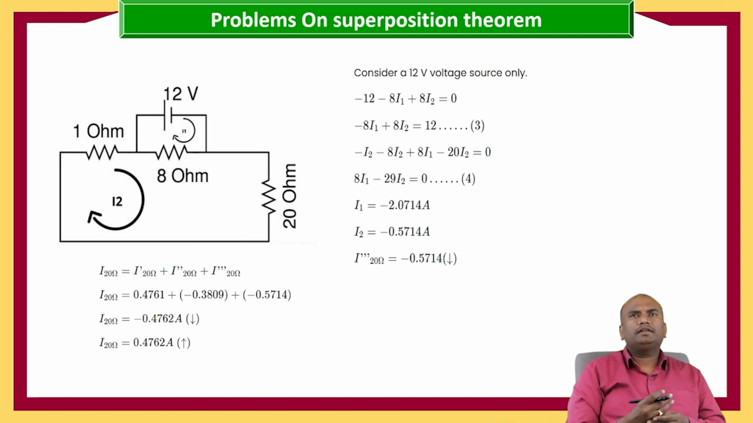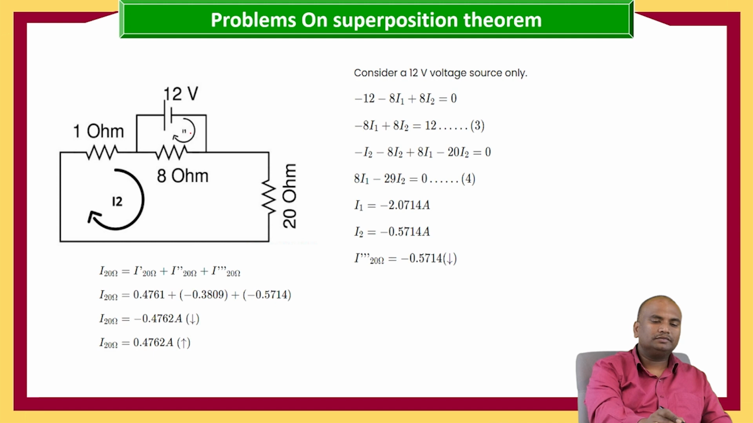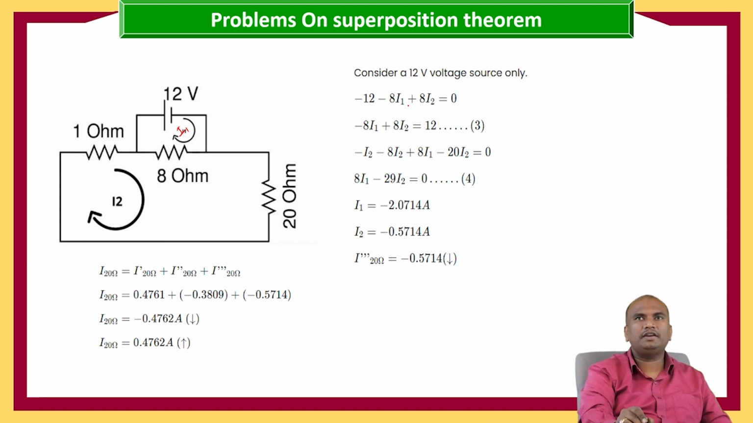Now we are taking the 12 volt source is acting. When the 12 volt source is acting, the remaining sources will be replaced with short circuit. So if we apply KVL, this is the I1, let us consider, that is minus 12 minus 8 into I1 plus 8 I2 equals 0, because 8 into I1 minus I2. So minus 8 I1 plus 8 I2 is equal to 12.